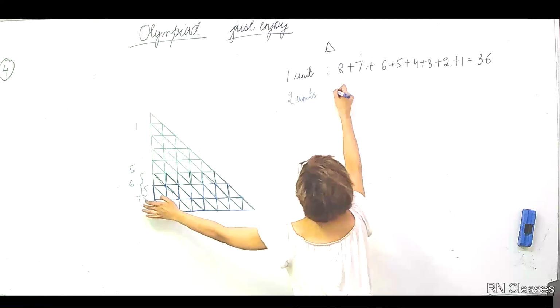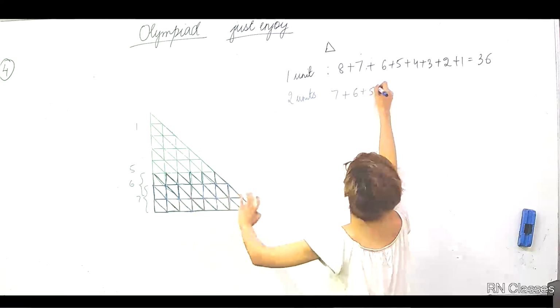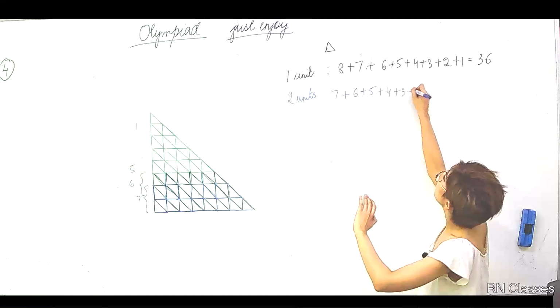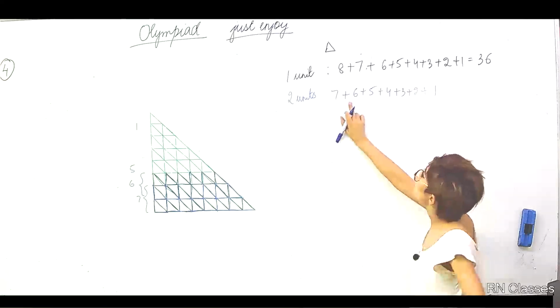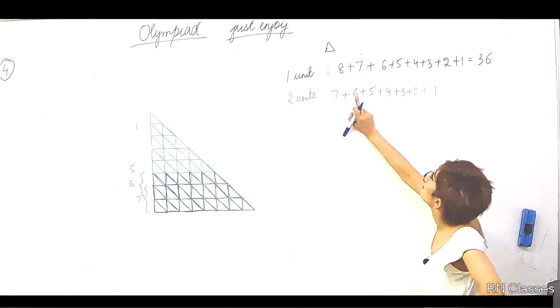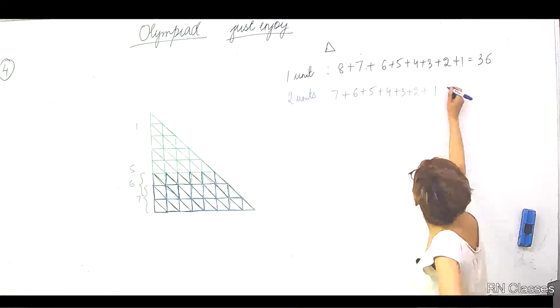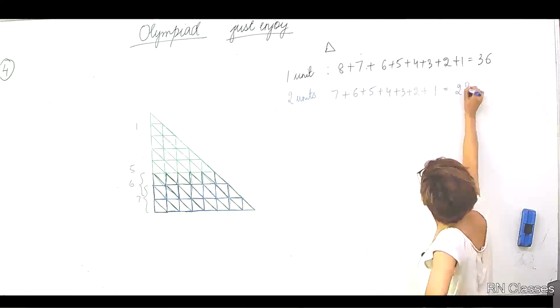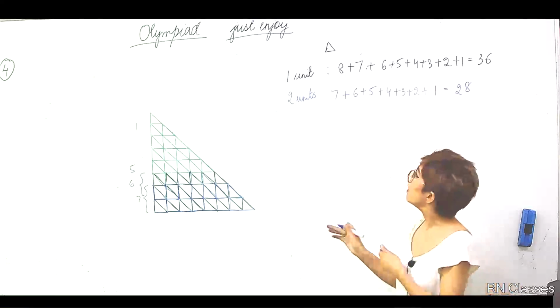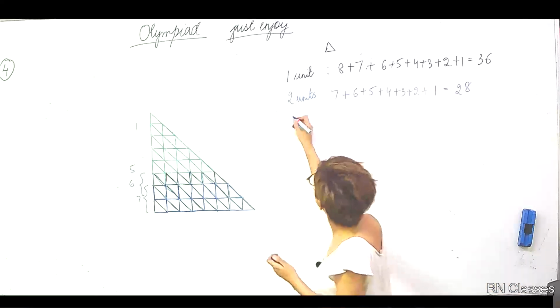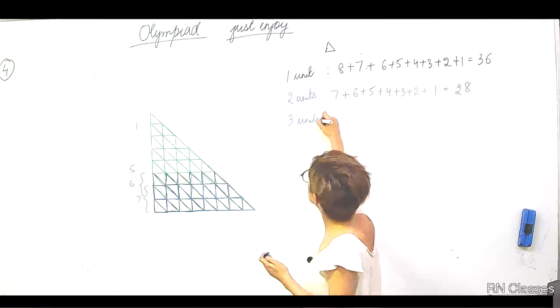So 7 plus 6 plus 5 plus 4 plus 3 plus 2 plus 1. So that is 13. 13 plus 9, that is 22. 22 plus 6, that is 28. That's right. 2 units हो गई. Now let's move up to 3 units. 3 units check करना.